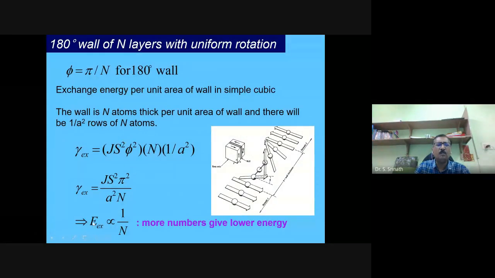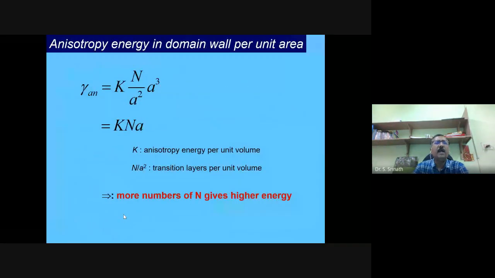So essentially what you get is that the exchange energy is proportional to 1 over n, which I already told you. And the anisotropy energy is proportional to K times n, where K is the anisotropy energy per unit volume. So this will be larger if n is large, which means more spins are deviating away from the easy axis. This is directly proportional, whereas the previous one was inversely proportional.